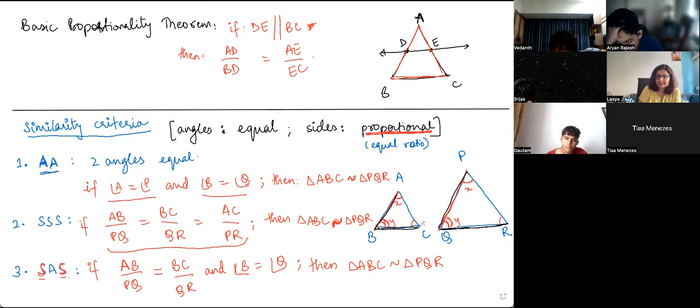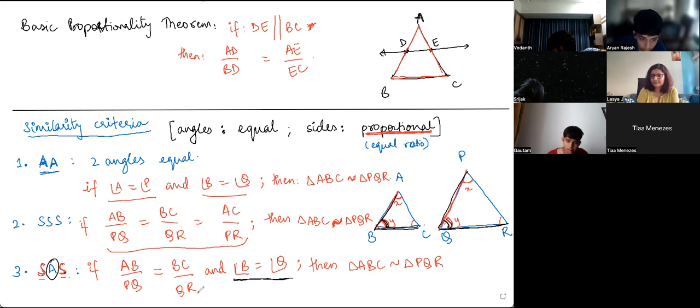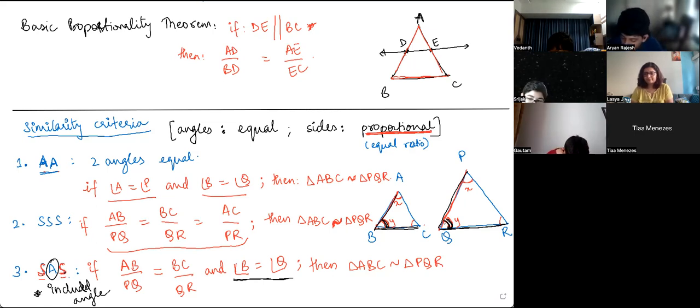Now according to SAS, the angle is in between the two sides. So the equal angle should be between the two sides that you picked. So angle B should be equal to angle Q. That's what SAS means: two sides in proportion and the equal angle should be the included angle, in between. Tia, Crystal, Arya, you guys got it? Understood? Yes, ma'am.